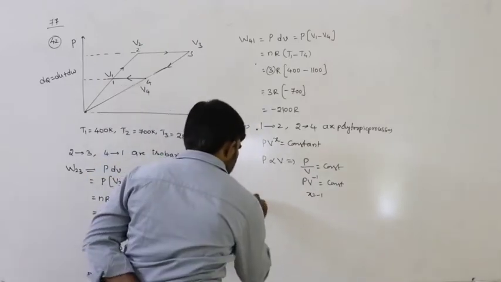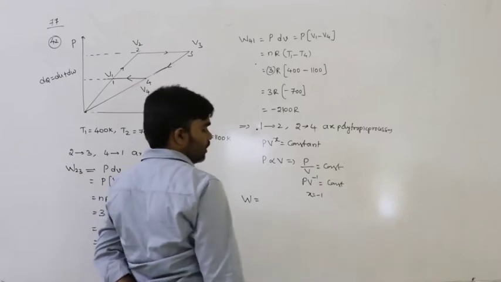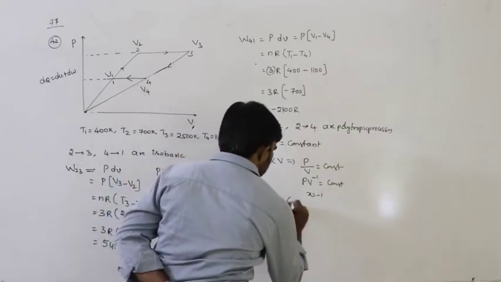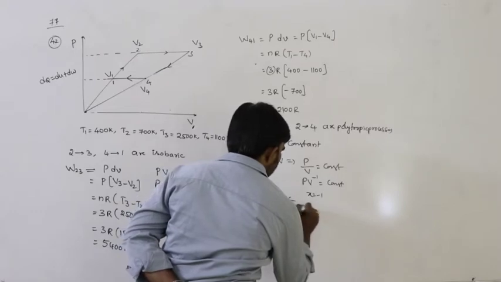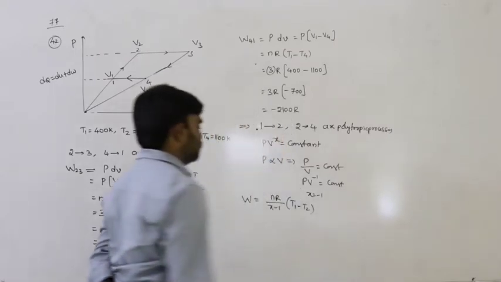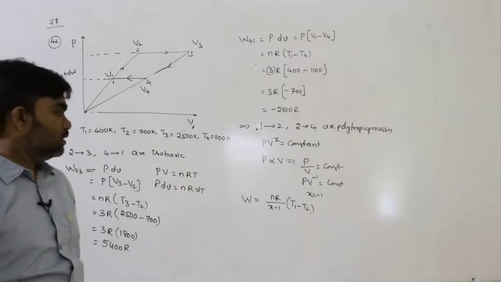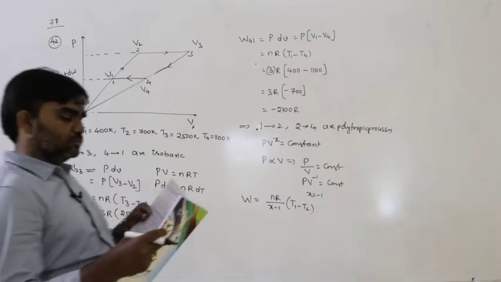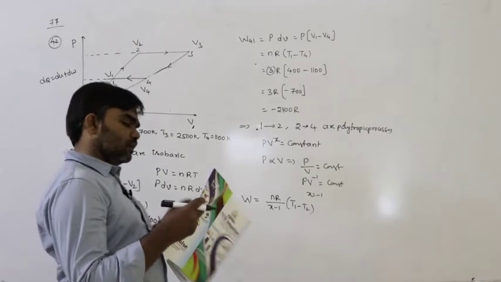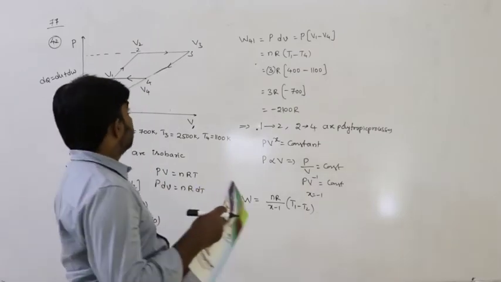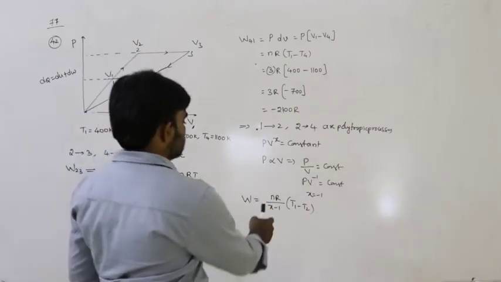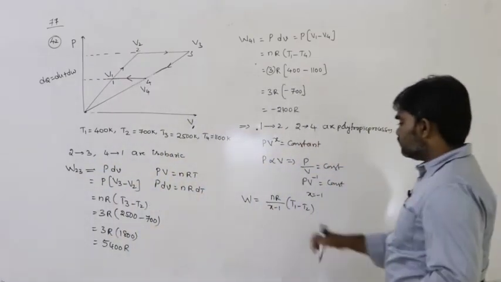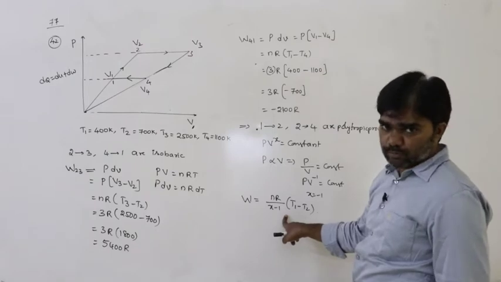Then, what is the work done in a polytropic process? The formula is nR by x minus 1 into T1 minus T2, or T2 minus T1. That is the situation: nR into (T1 minus T2) by (x minus 1). So this is the situation. First, this is the formula for work done in a polytropic process.